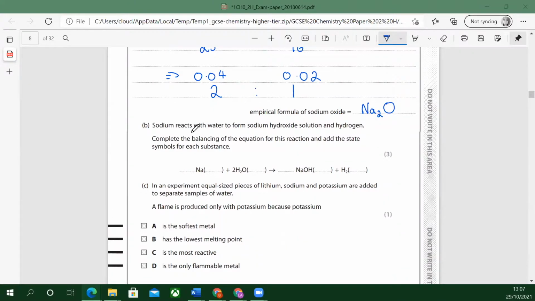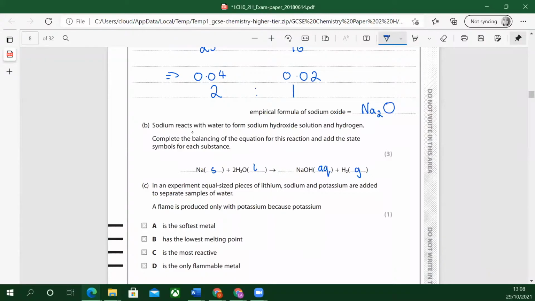Okay, so let's think about state symbols first of all. Sodium, at room temperature, is solid. H2O is water, so actually it's quite unusual to get an L for liquid. NaOH will be aqueous, so it's in solution, and hydrogen is a gas. Okay, so let's look at the balancing then.